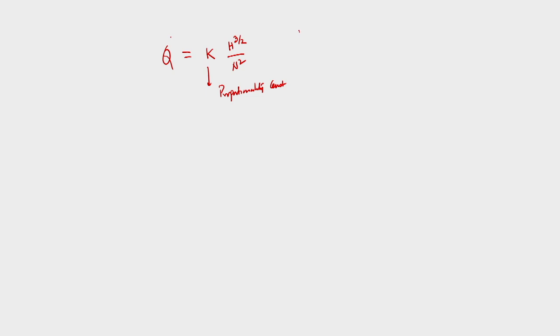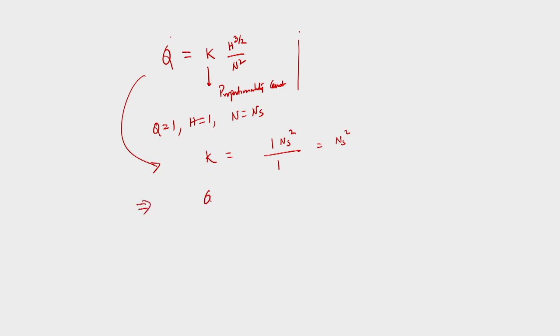When Q is equal to 1, according to the definition of specific speed, H will be 1 and then N will be NS. So from there I can obtain K will be equal to NS square divided by 1, that means NS square. So if I now put the magnitude of K over here, that means Q is equal to NS square H power 3 by 2 divided by N square.